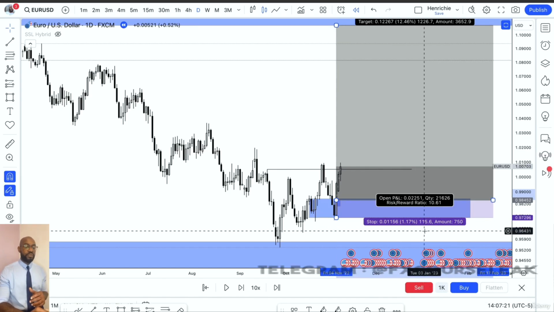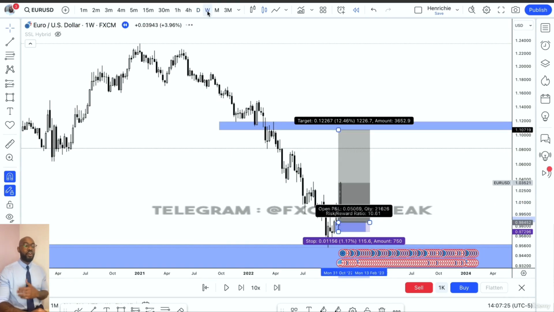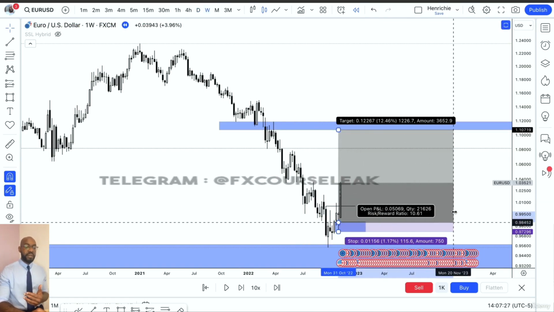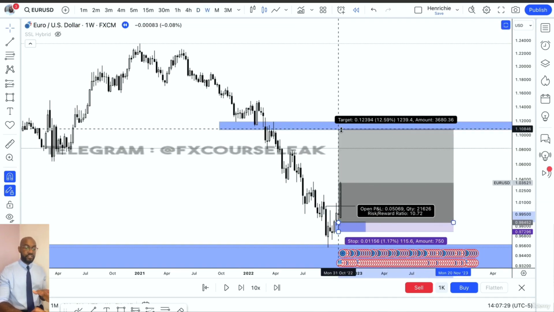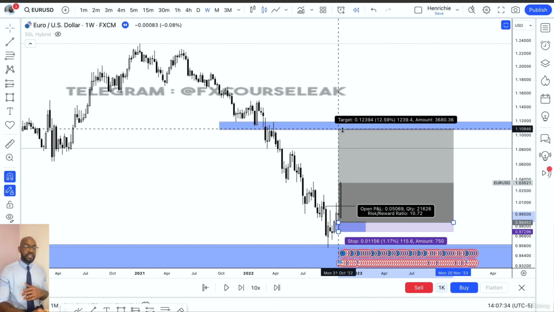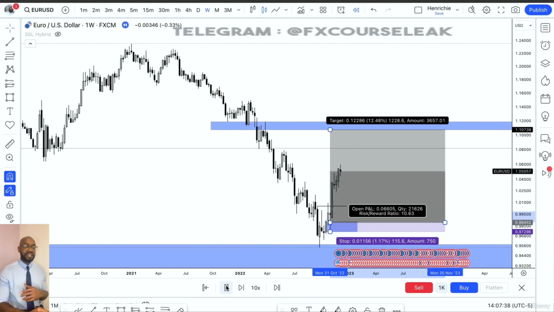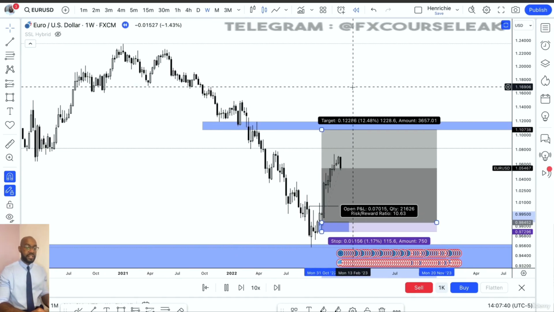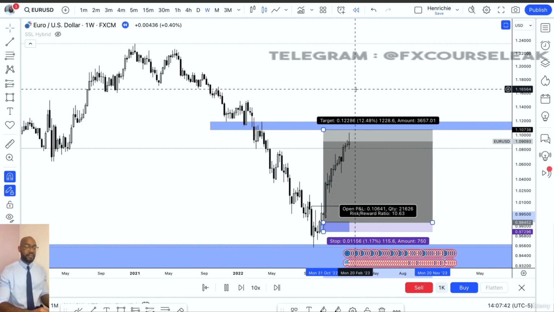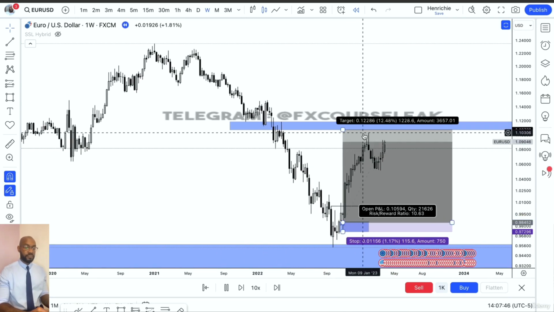So in this one, you're risking $115. You can risk $115 or less. So basically, this is just an example that I'm giving to you. Now, still targeting the same place. So if you're risking $115, you are targeting to make $1,228. And now let's watch and see how that plays out.